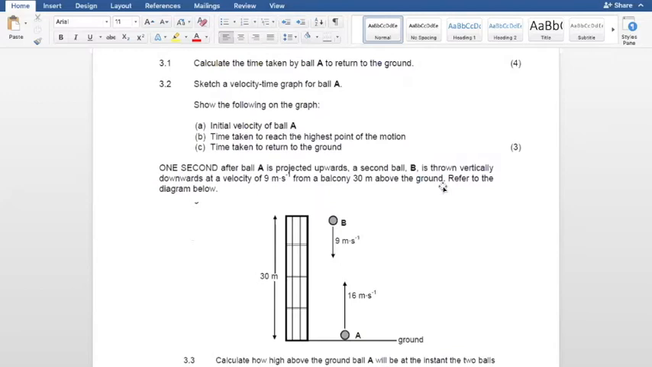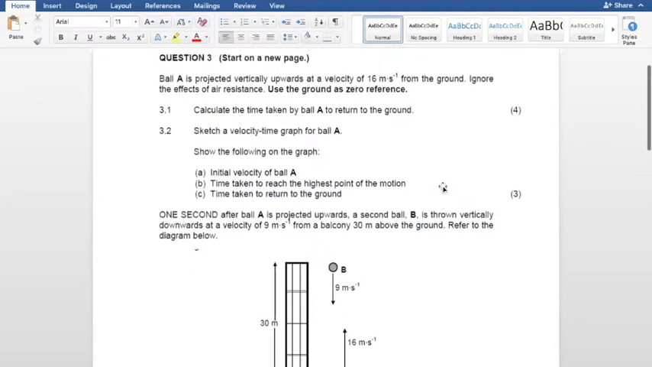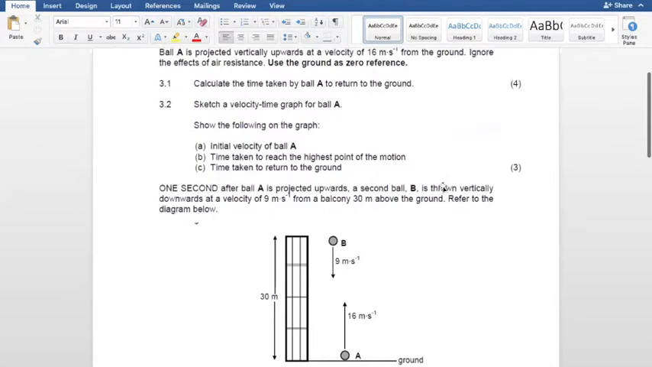And what else do we know? Anything else? What's the final velocity of the ball? Ball A is projected upwards at 16 meters per second. When it reaches the maximum height, wherever it goes, the velocity will be 0. And then when it comes down, the velocity again will be 16 meters per second downwards. So it's 16 meters per second upwards, maximum height 0, and then 16 meters per second at its lowest point.